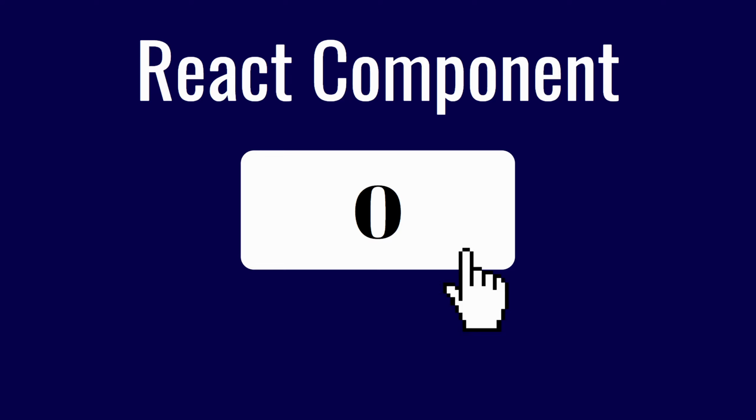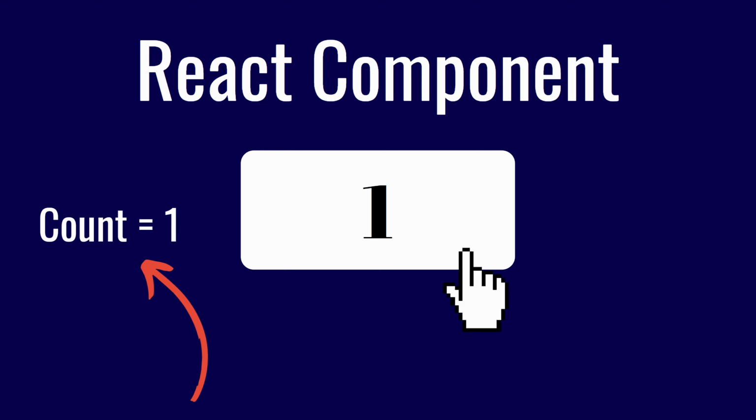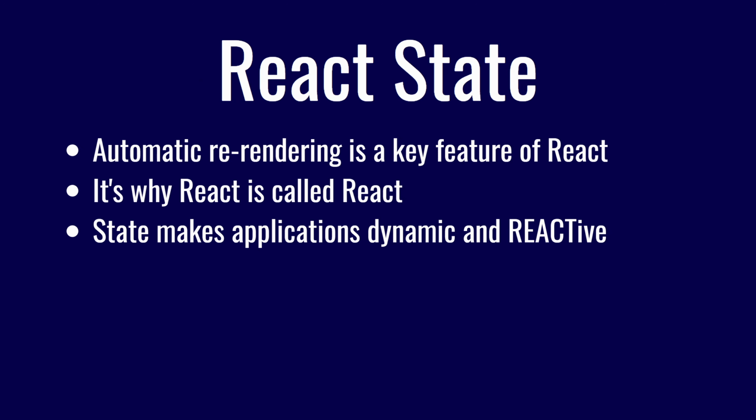Somewhere in our state, we can have a count variable. Every time the user clicks the button, the count variable is incremented, and then the button re-renders itself. Because we have a count variable in our state, every time it changes, the button will automatically update itself. The concept of automatic re-rendering of components is a very important feature of React, so much so that it's why React is called React in the first place.